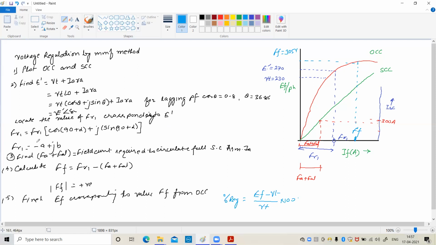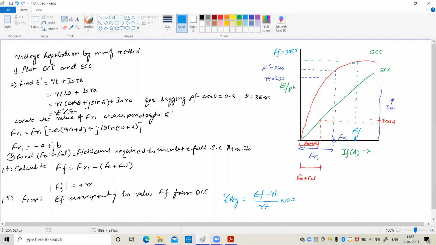So FR1 in the polar form, FR1 into cos(90 + alpha) + j sin(90 + alpha), we will get the value of FR1. Next, find the FA plus FAL, the field current required to circulate full load short circuit current. So locate the full load short circuit current on the short circuit scale, come to the characteristic SCC, and find the value of FA plus FAL, that is a DC current.